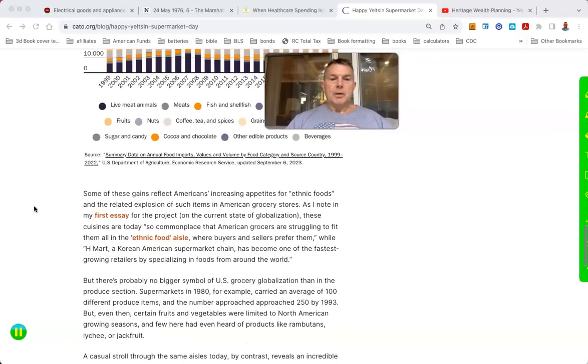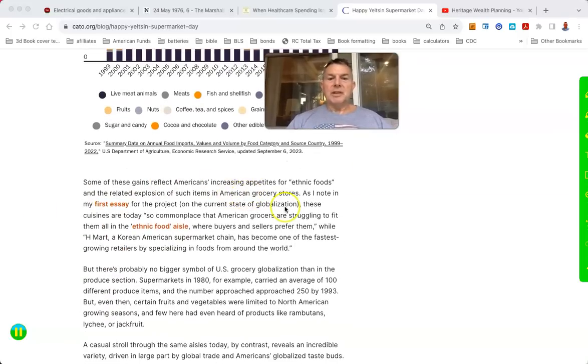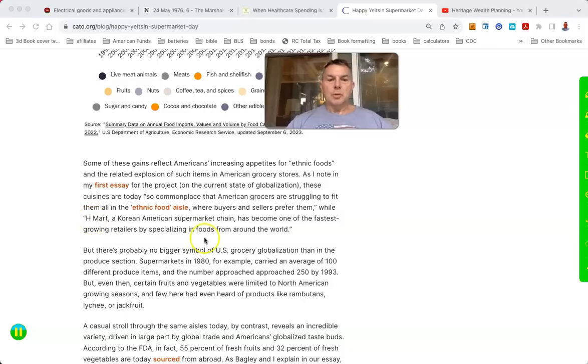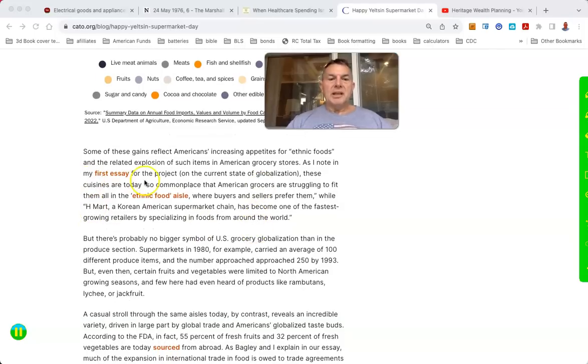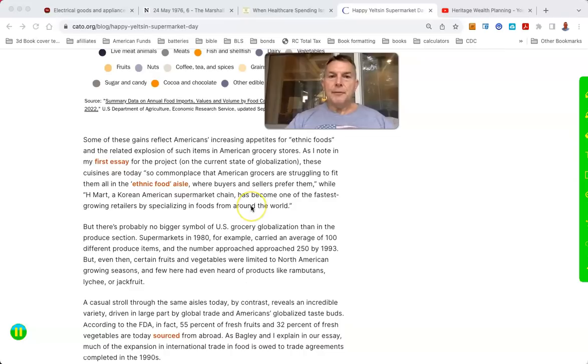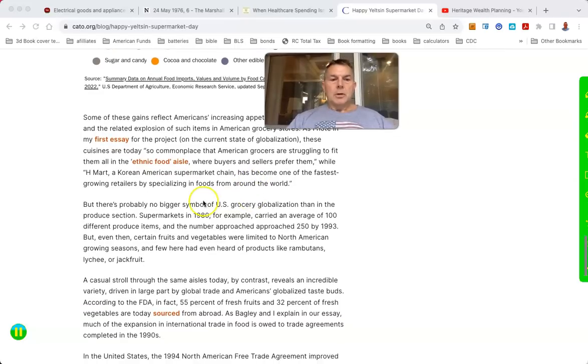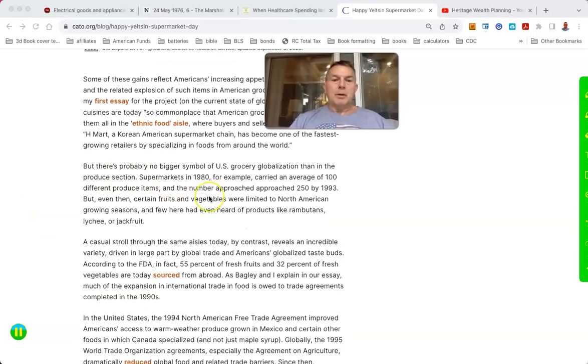Check this out. Some of these gains reflect Americans' increasing appetites for ethnic foods. We don't have those increasing appetites for ethnic foods if we don't have money. And there's the related explosion of such items in American grocery stores. These cuisines are today so commonplace that American grocers are struggling to fit them all in the ethnic food aisle. A Korean American supermarket chain has become one of the fastest growing retailers by specializing in foods from around the world. But there's probably no bigger symbol of U.S. grocery globalization than the produce section.